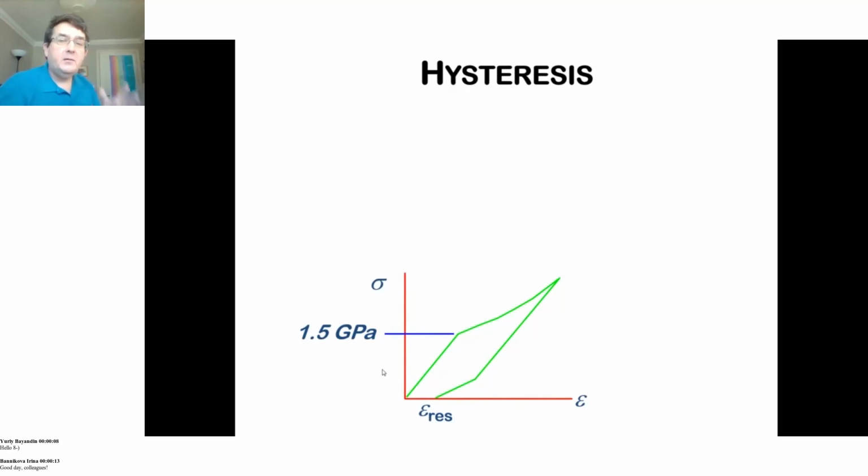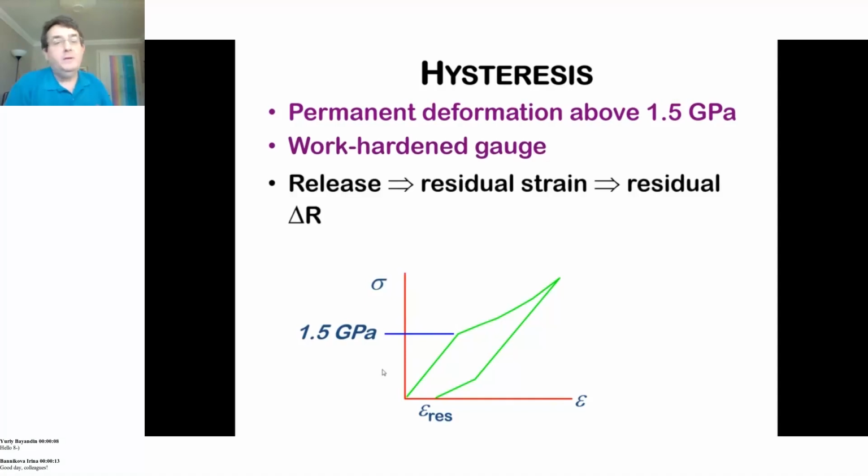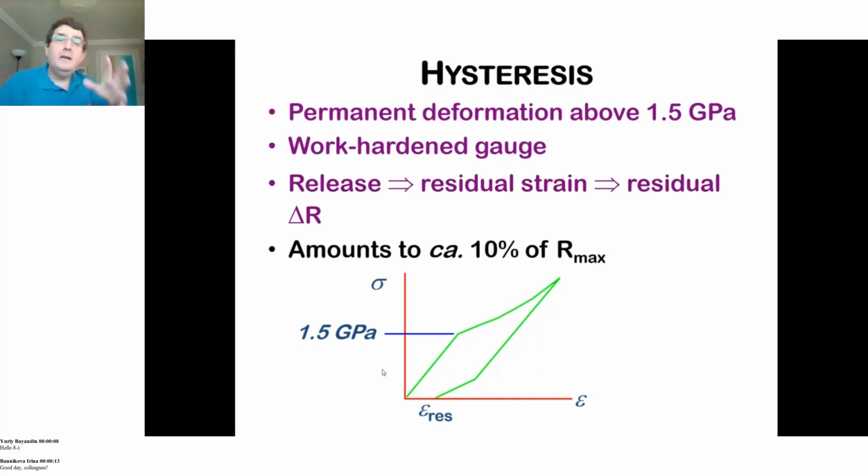Hysteresis in this sense means that you get deformation of the gauge above about 1.5 gigapascals, called a work-hardened gauge. It's a kind of plastic limit with the manganin. You've got this residual strain, and that leads to a residual resistance change. You've changed the dimension of the gauge. The length over area has changed. Therefore, you have this wonderful residual resistance, which can be around about 10%. So, has hysteresis in manganin gauges been calibrated? Yes, it has. It can be looked up, and your readings can be corrected for release.